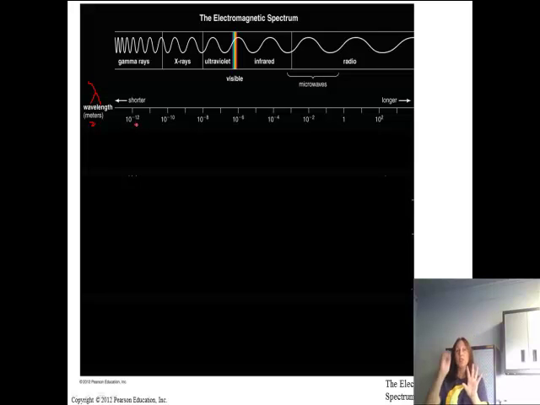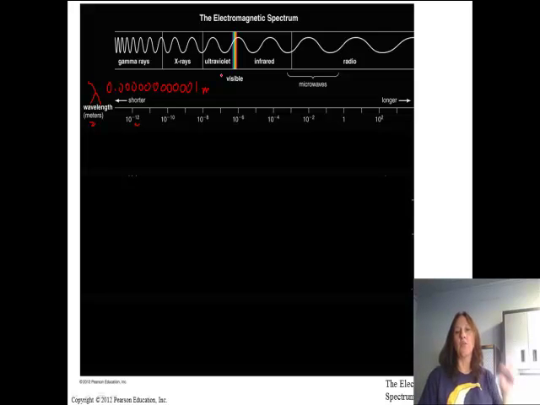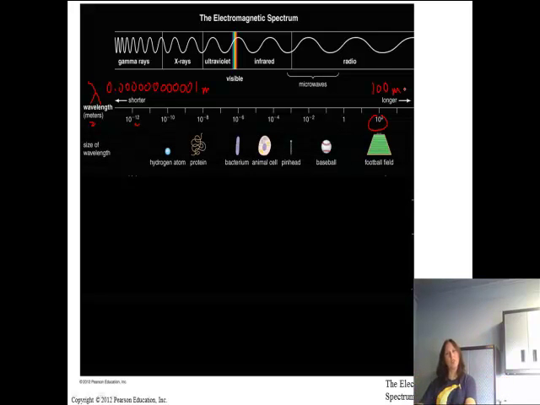You may not be real familiar with 10 raised to the negative 12th power, but to put that in perspective, that means you have 0.1, and units are meters. That fraction of a meter is how wide a gamma ray is. Let's compare that to radio waves. How long are they? Well, 10 raised to the second power is 100. That is crazy.